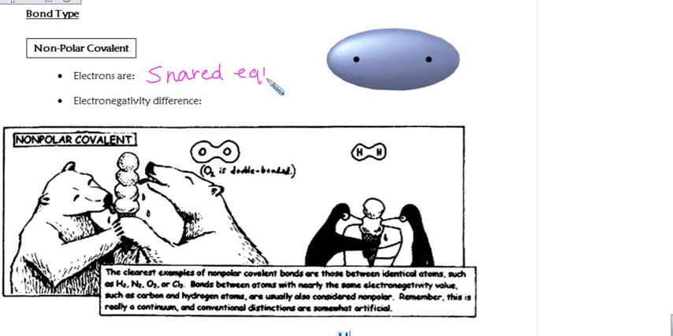equally between the two atoms in the bond. Here's how this happens. It's all about electronegativity. Here it says electronegativity difference. I would instead, let's just look at electronegativity values. The electronegativity values of the two atoms in the bond are the same.